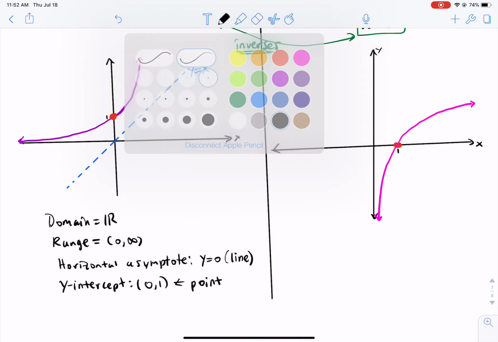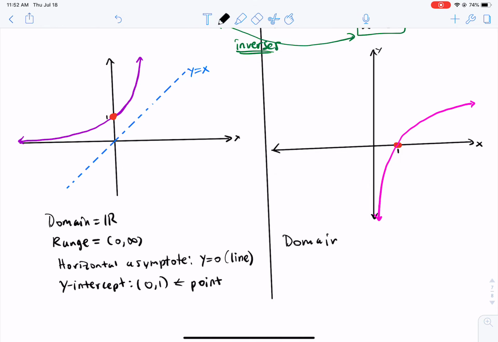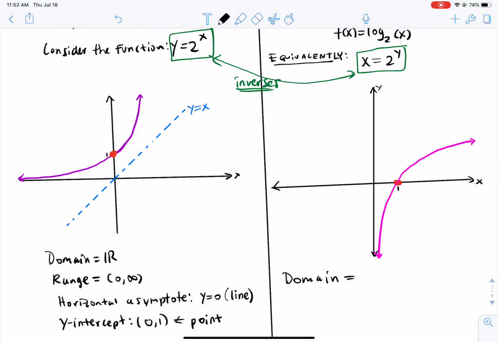Let's talk about the domain for this one. What is the domain for this one? It's from 0 to infinity. Yeah, do we include 0? No. And what about the range for this one? All real numbers. The range for this one will be all real numbers. If you notice on the left side, the domain was all real numbers and the range was 0 to infinity. Because you switched the x and the y, the domain became the range and the range became what the domain was. That's how we got the inverse for this one, right?